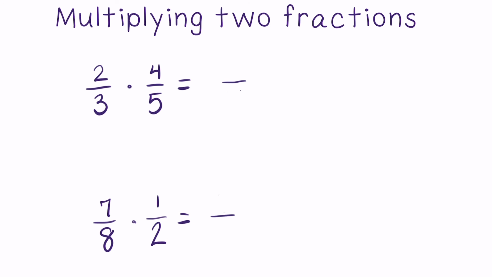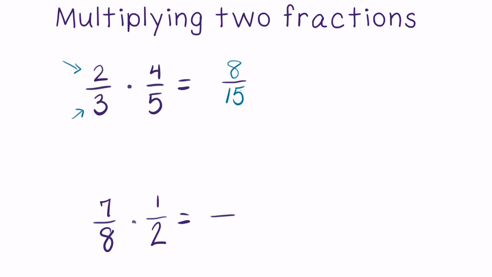All right, let's start with this top example, 2/3 times 4/5. Remember, to multiply two fractions accurately, all you have to do is multiply the numerators to get the new numerator, and multiply the denominators to get your new denominator. So 2/3 times 4/5. Let's start with the numerators. 2 times 4 equals 8. Now let's move to the denominators. 3 times 5 equals 15. Simple enough. 2/3 times 4/5 equals 8/15.